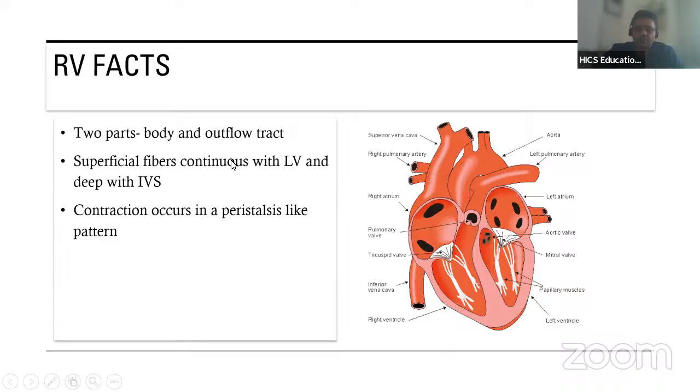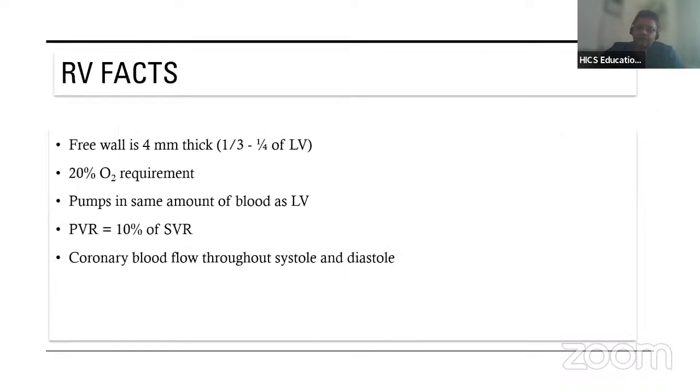It has superficial fibers which are continuous with the left ventricle, and there are fibers which are deep within the interventricular septum. Unlike a syncytial movement, or a very smooth C-wave-like movement, that happens in the left side of the heart, transmission of impulses in the right side is a peristalsis, much like intestinal contraction. So there are subtle differences in the electrophysiology of the right ventricle as well.